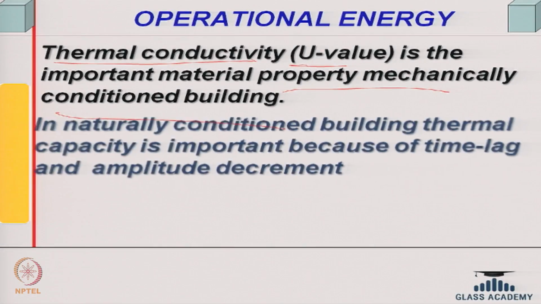If you remember, even in electrical engineering we talk in terms of resistivity and resistance, conductivity and conductance. So, conductance is of an element. Conductivity is the property of the material, and when we take an element complete with some air layer on both sides, we call it transmittance, and that is what we define as U value. So, it is the important material property in a mechanically conditioned building.